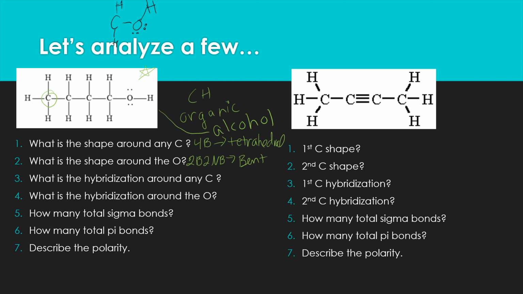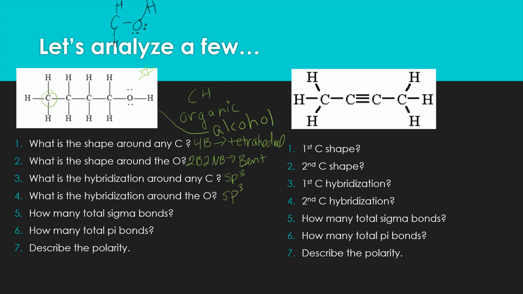Number 3, what is the hybridization around any of the carbons? If they have 4 bonding domains, that gives us sp3 hybridization. What is the hybridization around our oxygen? Oxygen has 2 bonding and 2 non-bonding, so 4 total domains. It would also be sp3 hybridized.